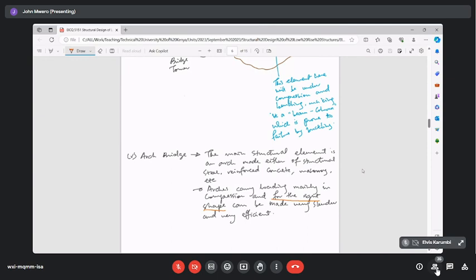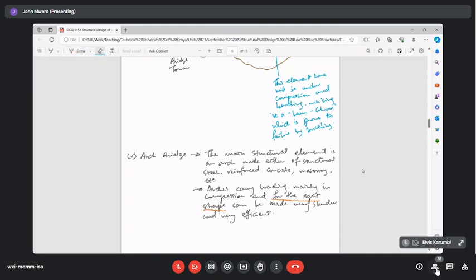Of course, arches have been used by humans for many centuries. If you look at the old historical buildings, the Greeks used arches a lot. The Arabs used arches a lot. In fact, Arab architecture is predominantly arches.